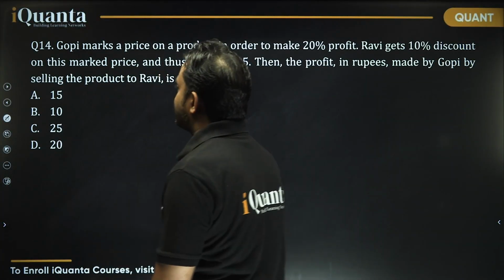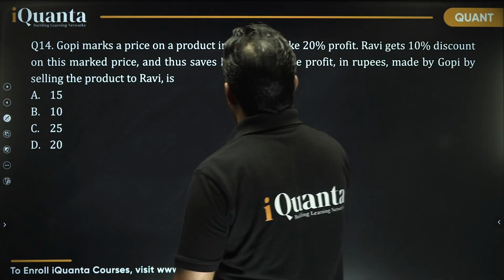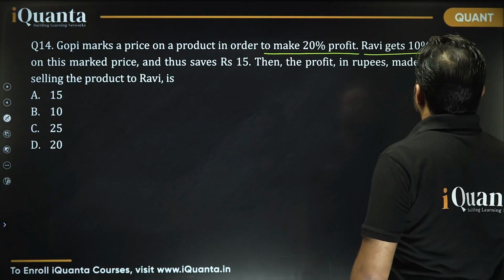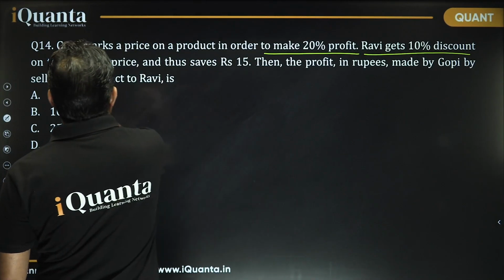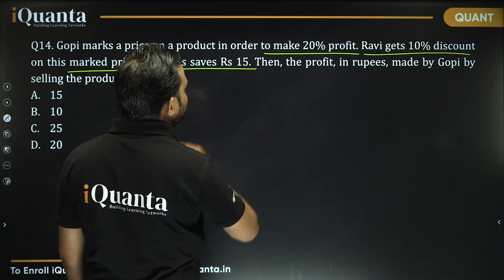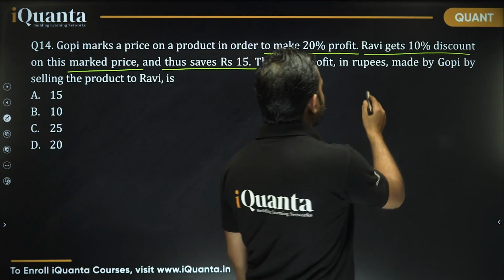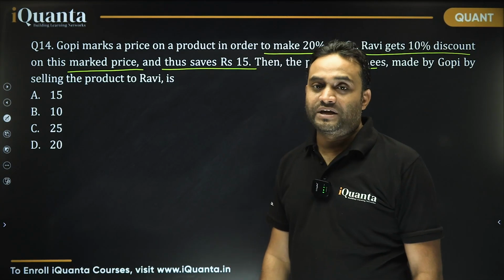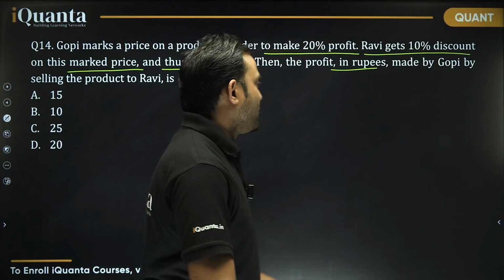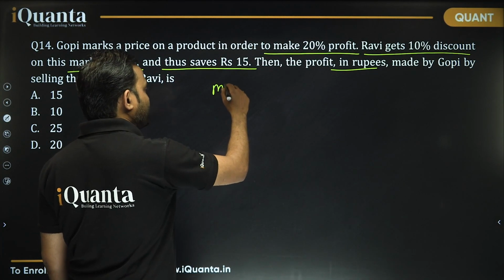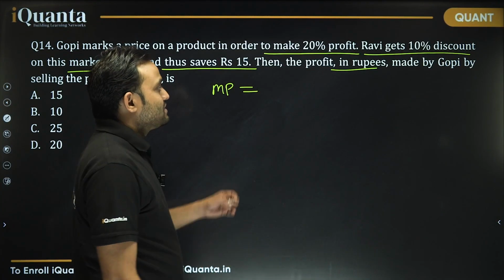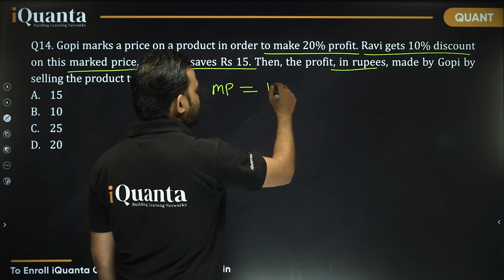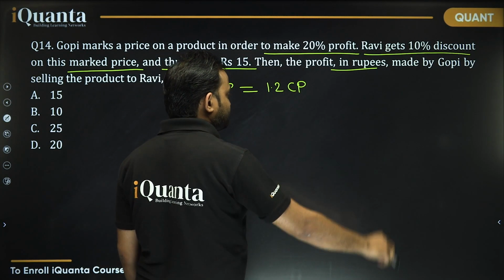Question number 14, it says Gopi marks a price on a product in order to make 20% profit. Ravi gets 10% discount on this marked price and thus saves 15 rupees. Then the profit in rupees made by Gopi by selling the product to Ravi is. So what can we say? The marked price is 20% more than the cost price, because to make 20% profit. So the marked price is 1.2 times cost price, right?